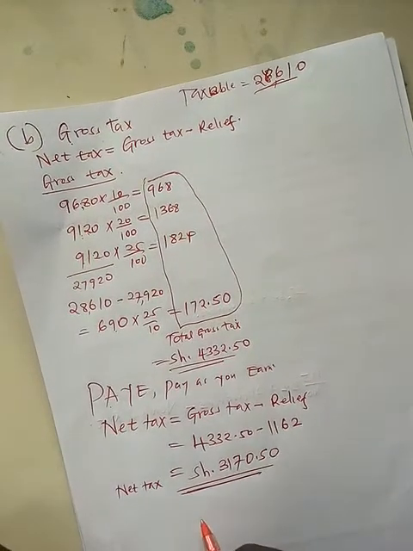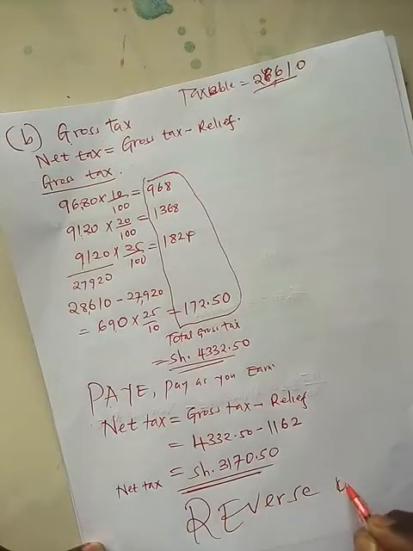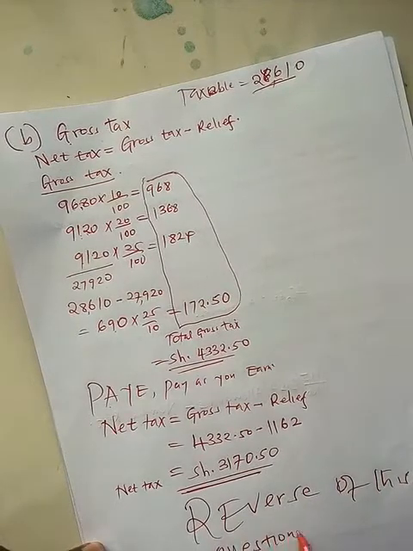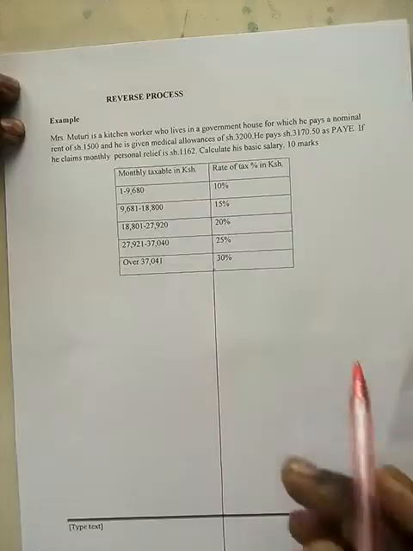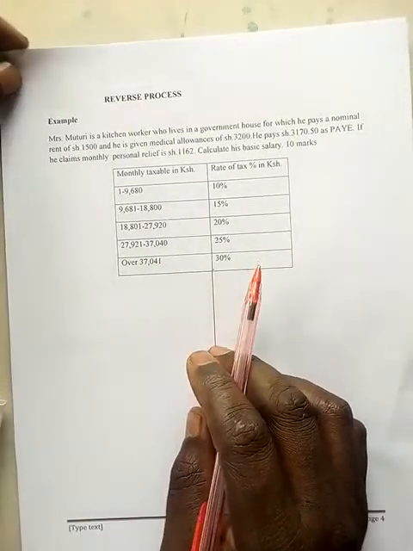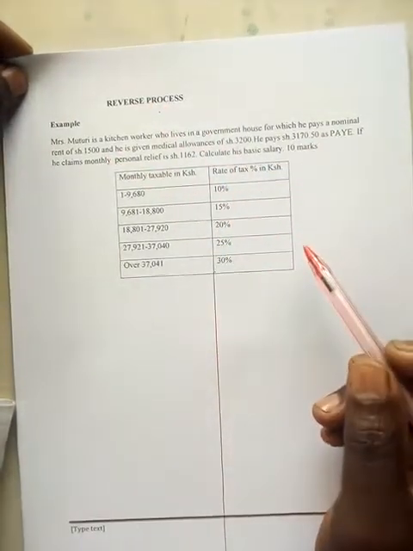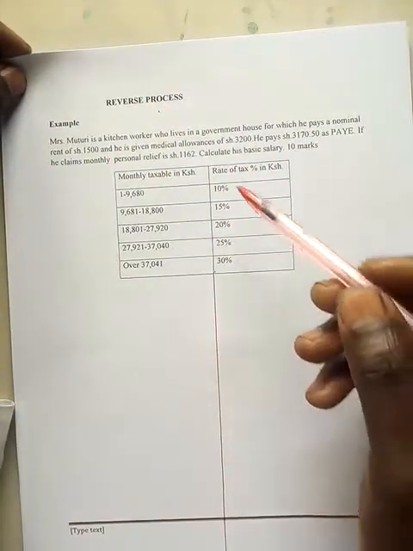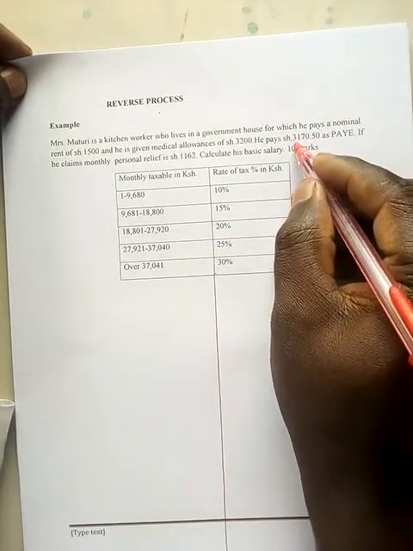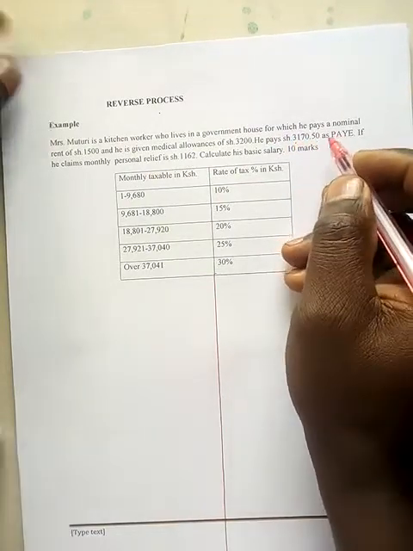So the next now we want to do the reverse of this question. Yeah, welcome. I want to welcome you back so that we can do the reverse of what we did in our previous lesson, where we calculated the taxable income, we calculated PAYE, which we got as 3,317.50. That was it, the PAYE. Now we are doing the reverse.